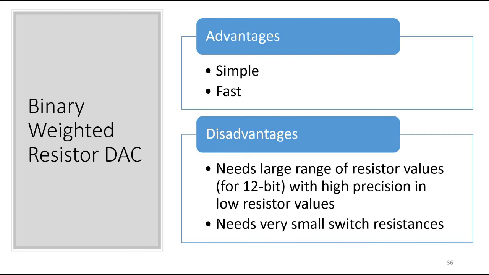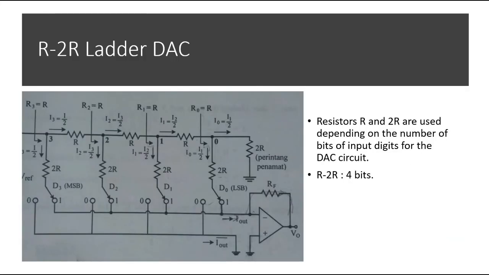Okay, now we move to R-2R ladder DAC. So this is the circuit for the R-2R ladder DAC. This R-2R consists of resistor R and 2R. That depends on the number of bits that we use. For example, for this DAC, there are 4 bits. Okay, how do we know it is 4 bits?